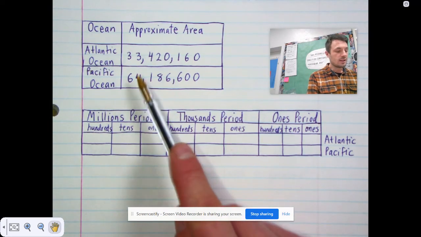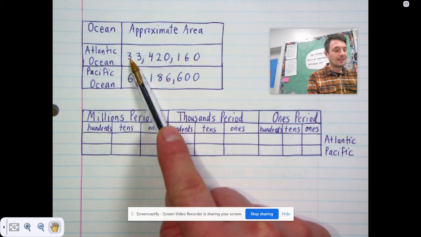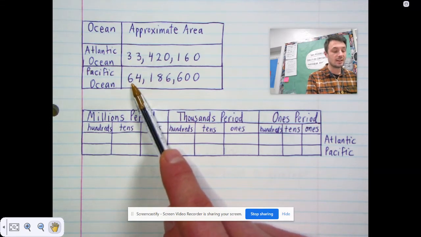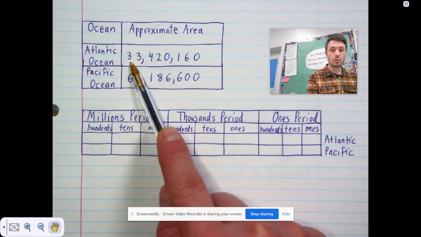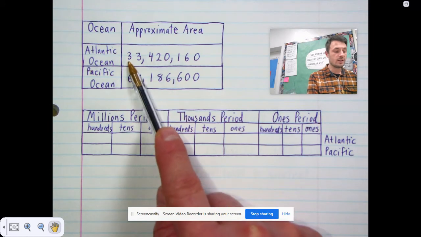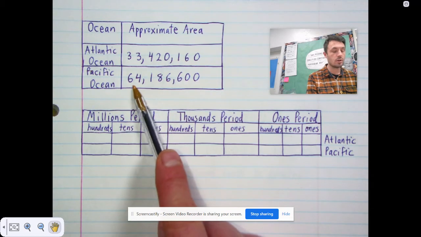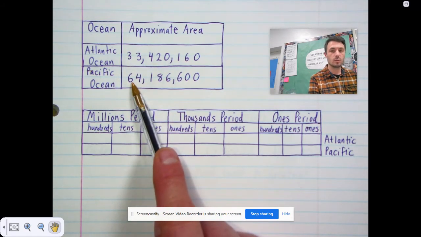So we can see here the Atlantic Ocean's area has a 3 in the 10 millions place, whereas the Pacific Ocean's area has a 6. And this 6 outweighs this 3 so much. This 6 in the 10 millions place means 60 million, whereas this 3 in the 10 millions place means 30 million. And so this 6 outweighs this 3 so much, we don't even have to look at the rest of the digits. We already know the Pacific Ocean is much larger than the Atlantic Ocean, just from this one digit.